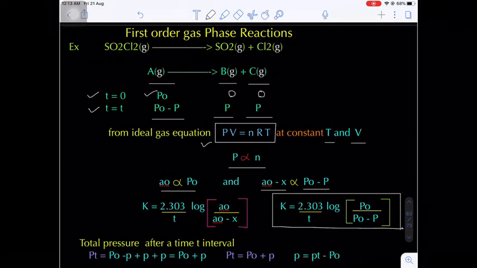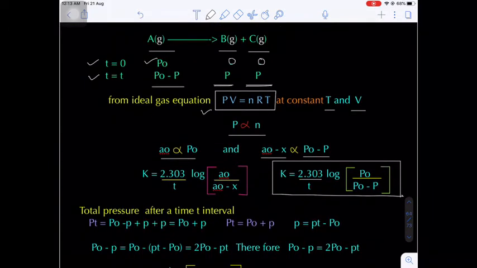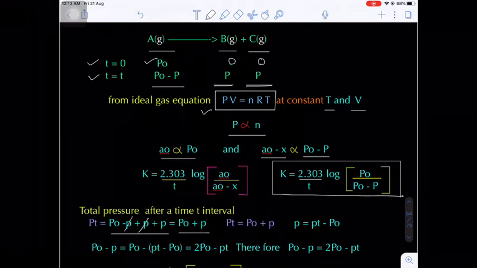Now what is the total pressure after time interval T? The total pressure will be equal to P0 minus P plus P plus P, because initially only reactants will be present. But during the course of a reaction, as the reactant decomposes to give products, the pressure of the gaseous mixture increases due to formation of products. Are you getting my point? So what is the total final pressure here? P0 minus P plus P plus P. The minus P and plus P get cancelled. So P0 plus P is the total pressure at time interval T.